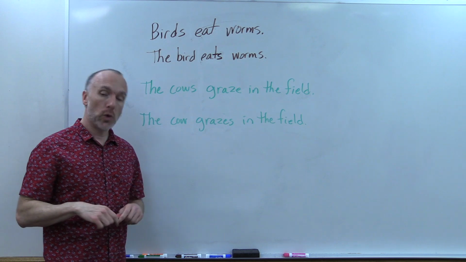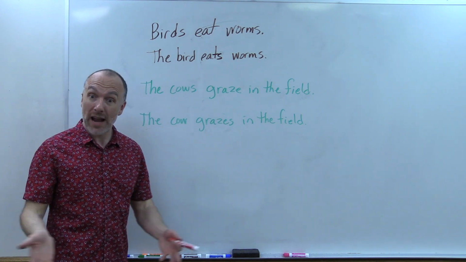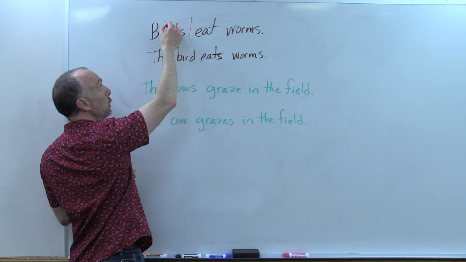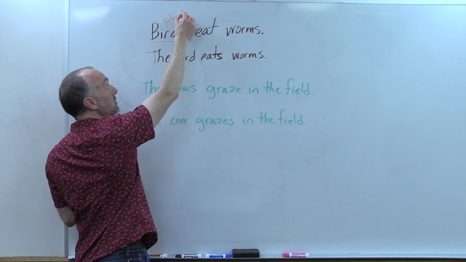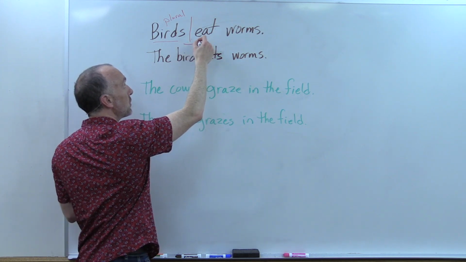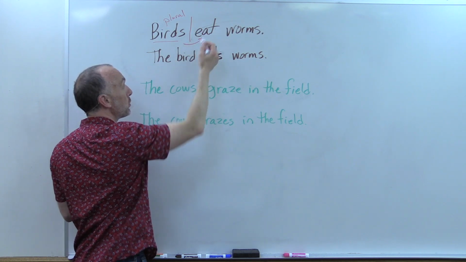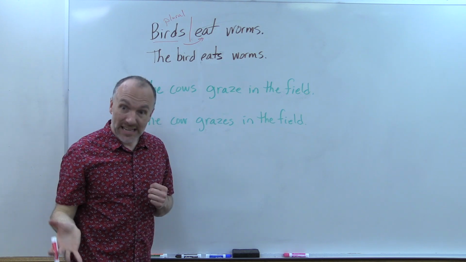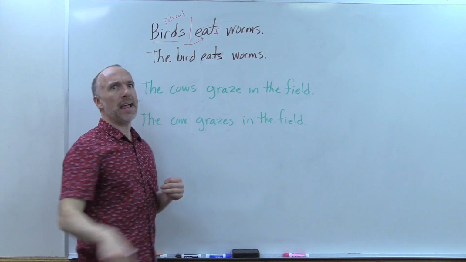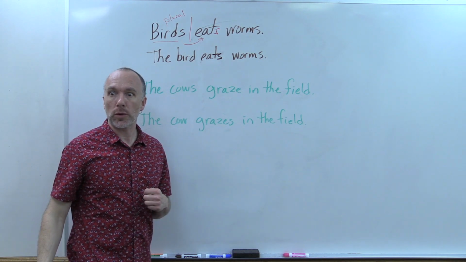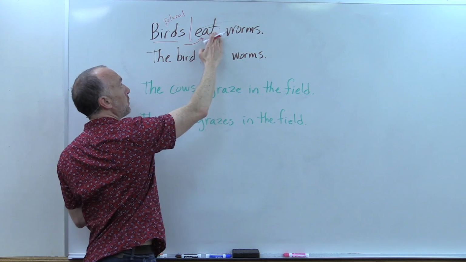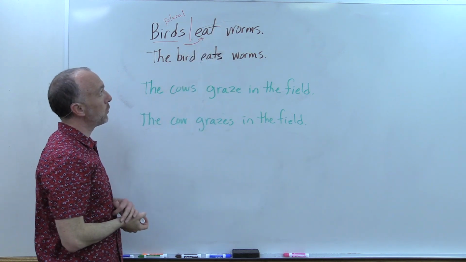Birds eat worms. That sounds right. That's because the word birds is a plural subject. That means there's more than one bird. And to use the right verb, which is the plural verb, it is the word eat. Imagine if you put a letter S here. It would read, birds eats worms. It doesn't even sound right. So we have to put the correct verb, okay?